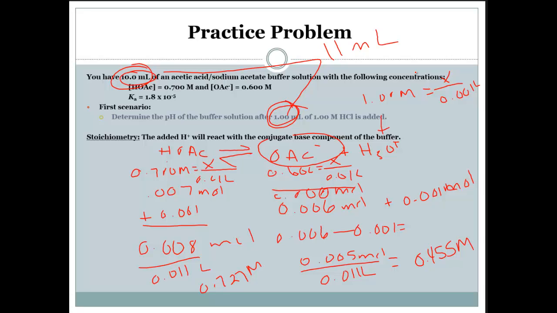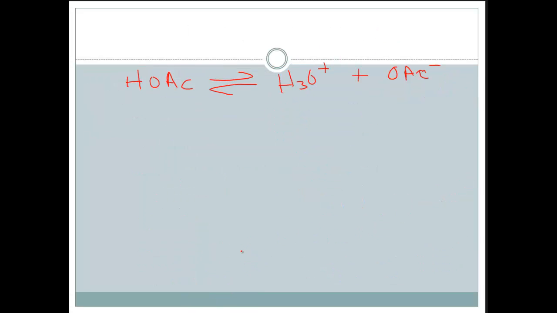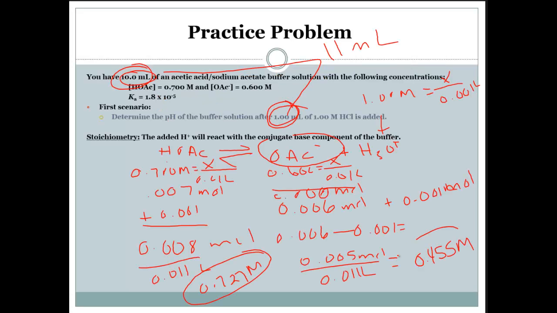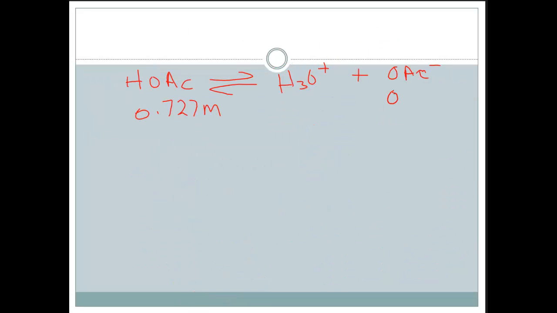So we go back to our other equation. This is what we're used to seeing. Alright, so according to our initial one, we have 0.727 and we have 0.455. And now we're back to 0 for the hydrogen. So minus x, plus x, plus x.